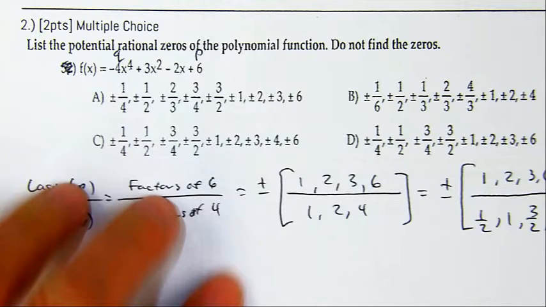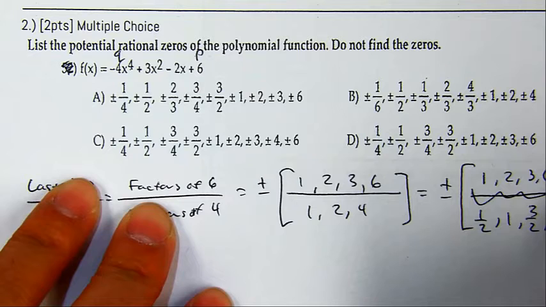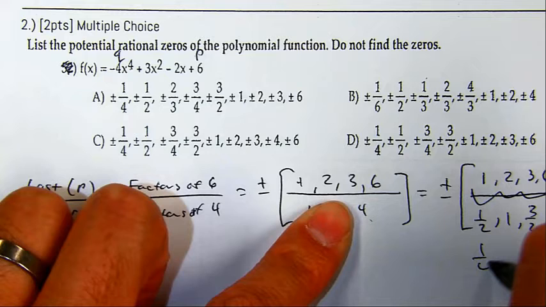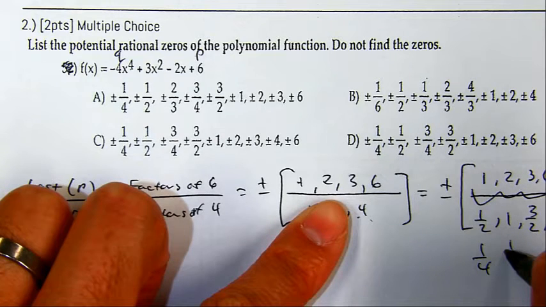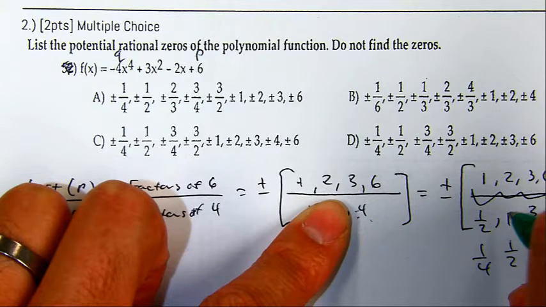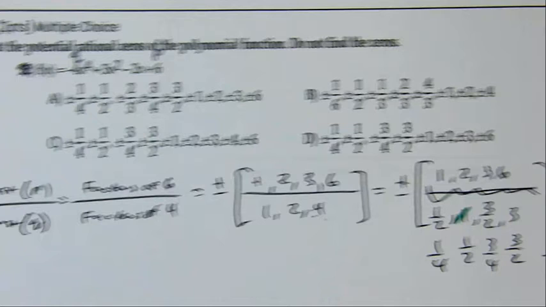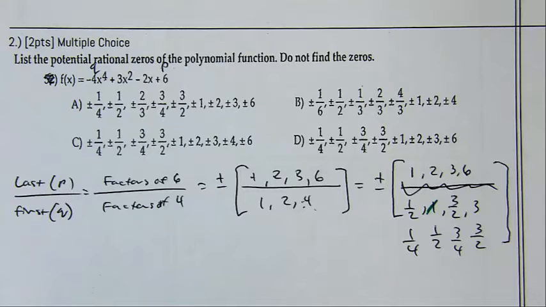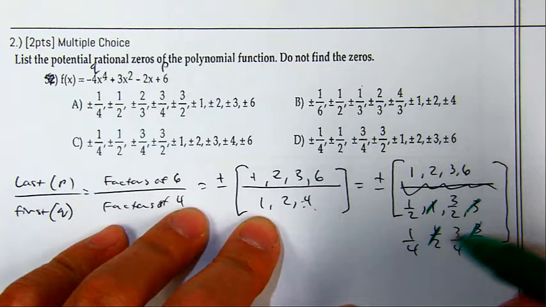I didn't mean to have a fraction line there. I'm just writing all the numbers. And then 1 over 4, 2 over 4, which is 1/2, 3 over 4, and 6 over 4, which is 3/2. And then you can just cross off all the duplicates. When I say cross off the duplicates, what I mean is you're not going to test the same number twice. So 3/2, 1, 2, 3, 6, 1/2, and 1/2 there.